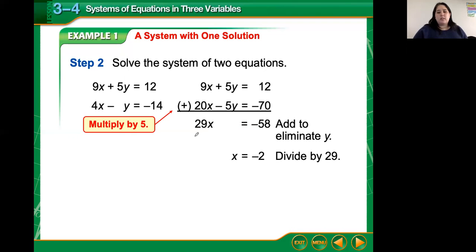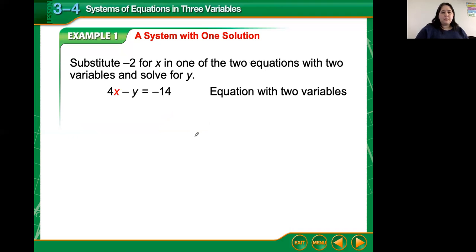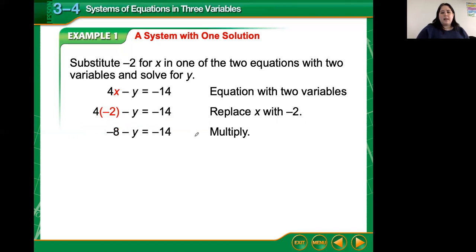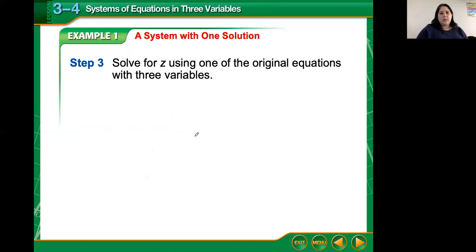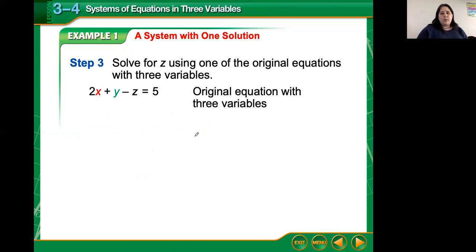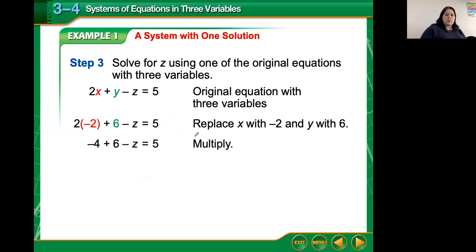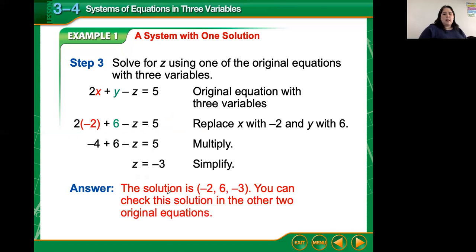Now that we know x, we can solve for y. We plug in negative 2, simplify, and find that y is 6. Now that we know x and y, we can solve for z. We plug x and y into one of the originals, and we get negative 4 plus 6 minus z equals 5. When we simplify, we get z equals negative 3. So our final answer is written as a coordinate point: negative 2, 6, negative 3 in parentheses is our solution. It is a coordinate point, so we need to make sure we include those parentheses as we write it.